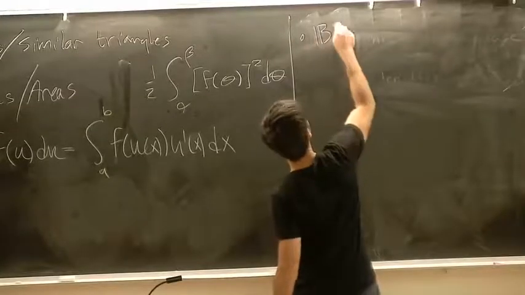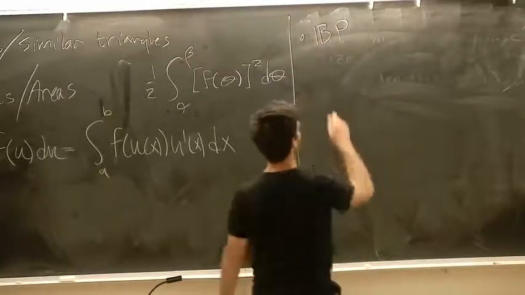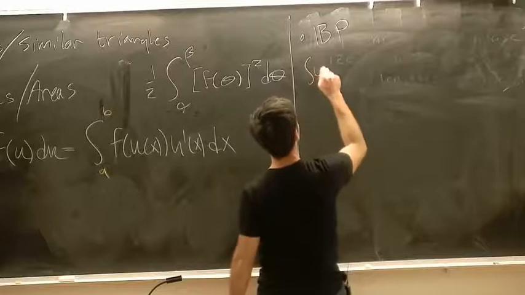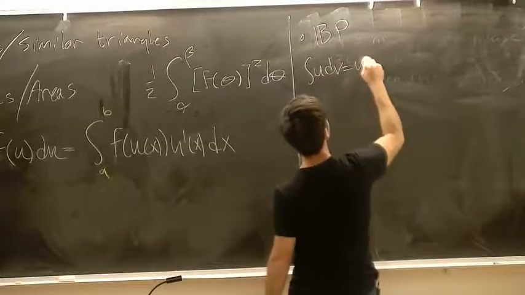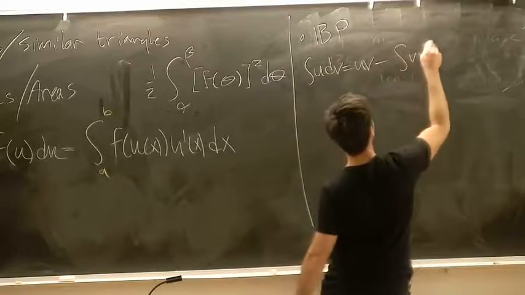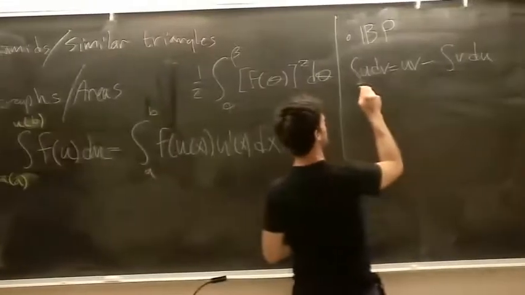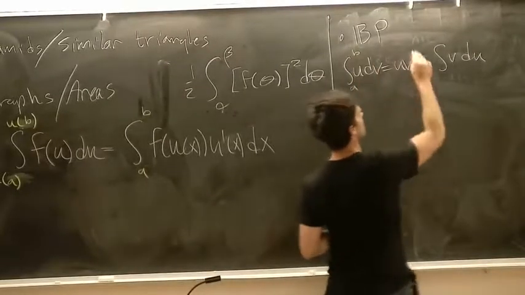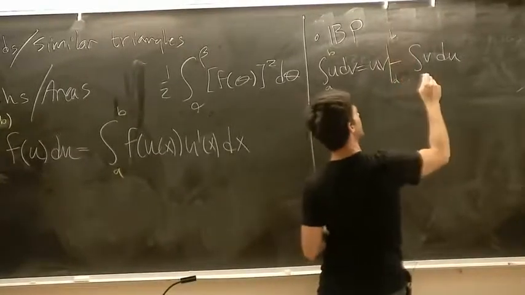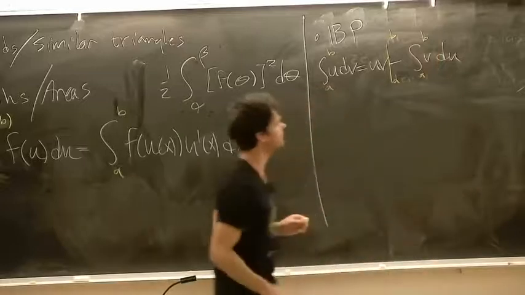And as for integration by parts, of course, you'll want to know the formula: the integral of u dv equals uv minus the integral of v du in the indefinite case. And in the definite case, I'll put an a and a b here, an a and a b here, and an a and a b here.